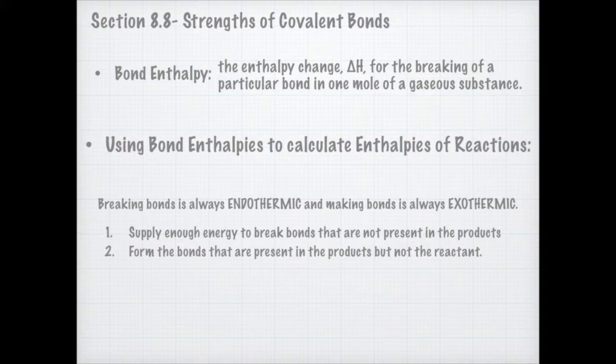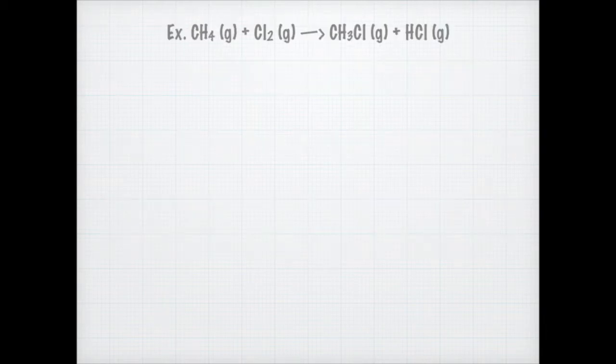So basically what you'll do is you'll look at all of the bonds in your reactants, look at all the bonds in your products, and then see what is not present in your products and what is not present in your reactants. And so let's look at an example to truly understand this.